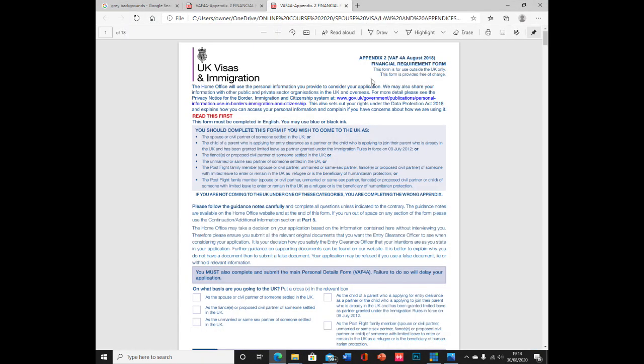So this is called the Appendix 2 WEF 4A financial requirement form, and you must complete this form. This is very important. On the first page, first of all you need to download it, and you will see Appendix 2 WEF 4A, the financial requirement form. You can also download it from my website, or I can forward it to you if you need that.